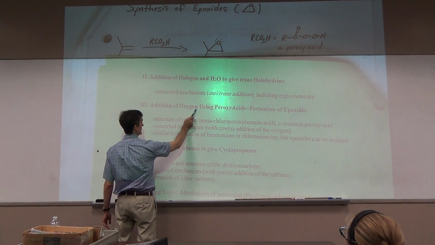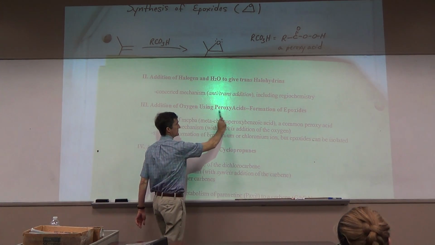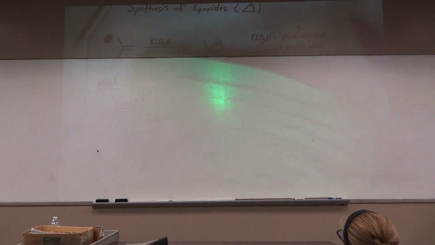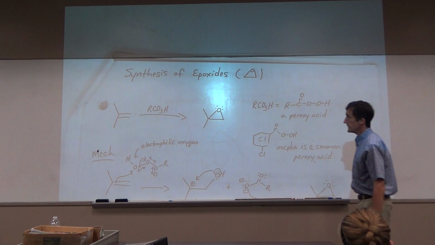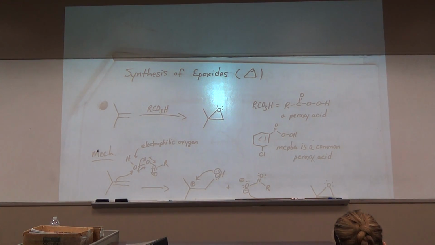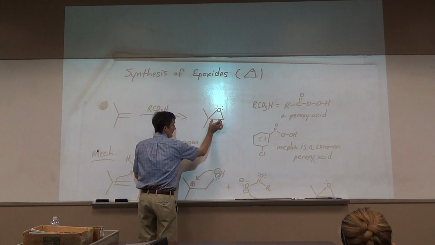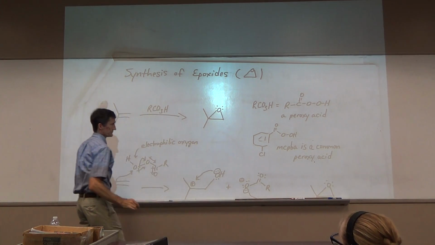Addition of oxygen to the alkene using peroxy acids, making epoxides. That's what we're doing here. Now I say oxygen, I'm not talking about elemental oxygen, O2. I'm talking about atomic oxygen. You're adding an oxygen to the alkene, and we're actually making a 3-membered ring, and each carbon is bonded to that oxygen.